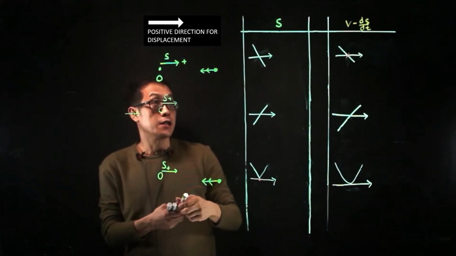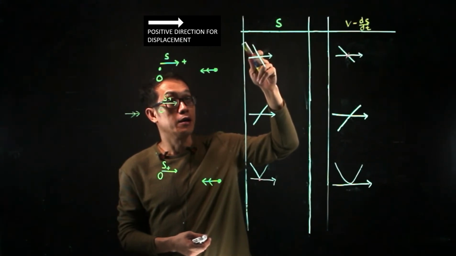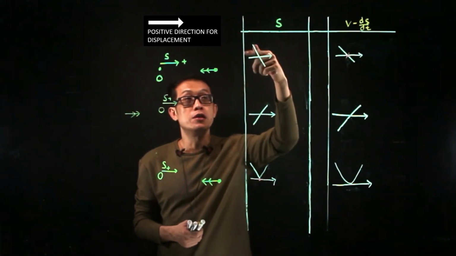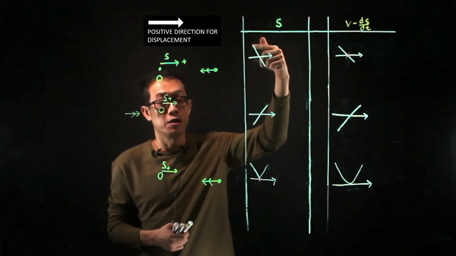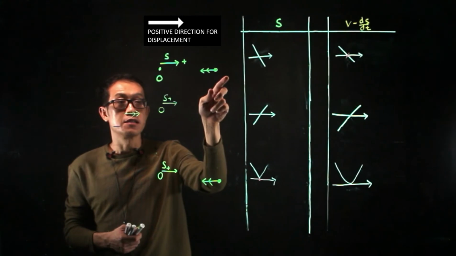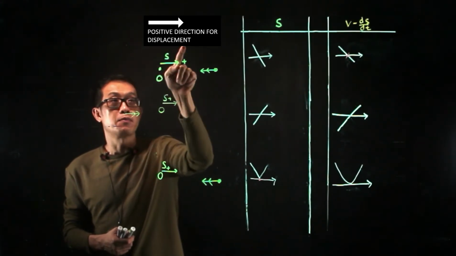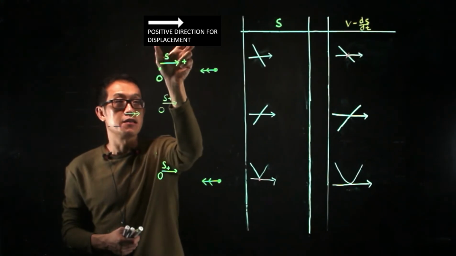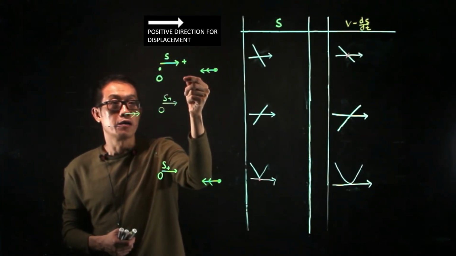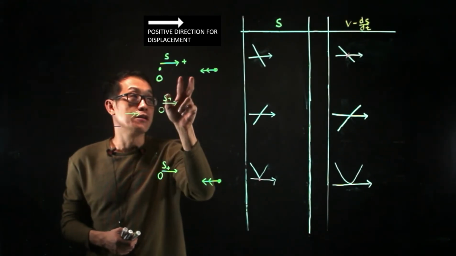Now, you notice that the displacement is dropping, all right? That means the object is still in the positive direction. The displacement is still positive. That means the object is getting closer to the reference point. Now, if you take this direction as positive, it is actually getting closer to this reference point, but it is still positive.